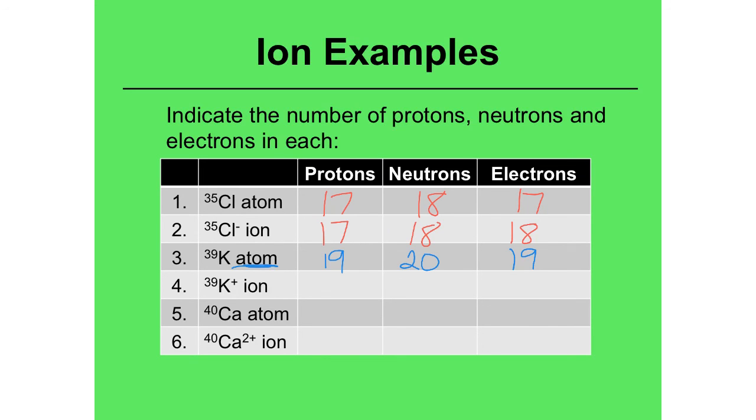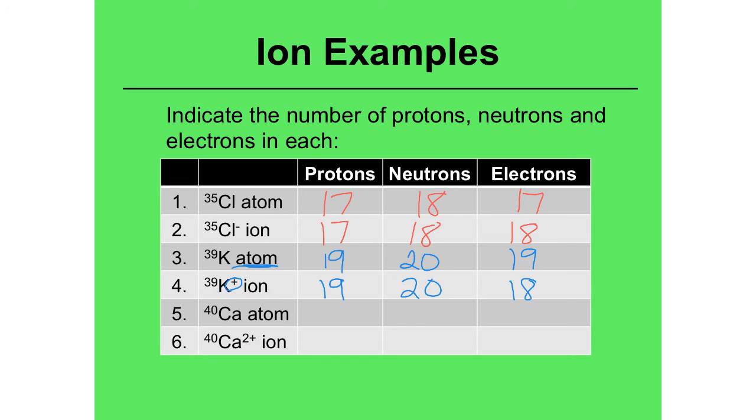And in number 4, the only thing that has changed is now I'm a +1 charge. Protons can't change, or else it would no longer be potassium. The mass is still 39, so I still have 20 neutrons. +1 means I lost an electron because now I have less electrons, so less negatives than I have positives. So I would have 18 electrons.